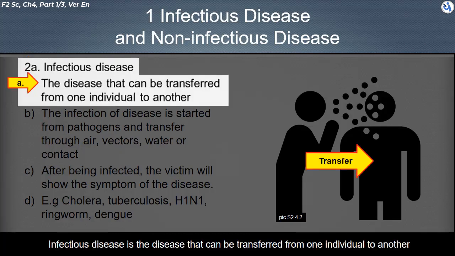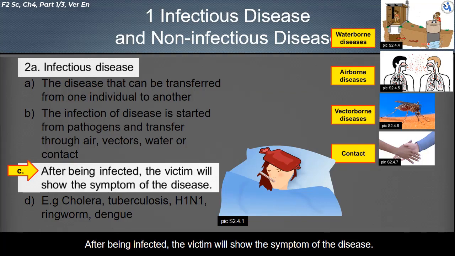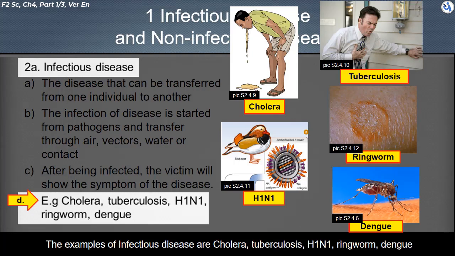Infectious disease is the disease that can be transferred from one individual to another. The infection of disease starts from pathogens, and transfers through air, vectors, water, or contact. After being infected, the victim will show the symptoms of the disease. Examples of infectious disease are cholera, tuberculosis, H1N1, ringworm, and dengue.